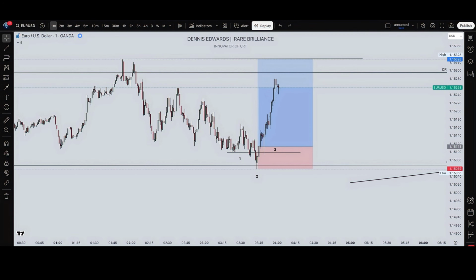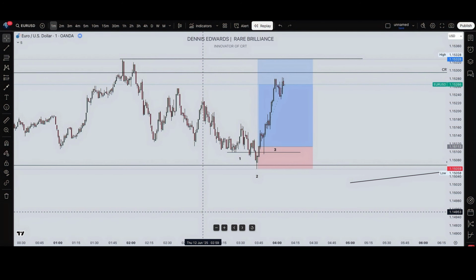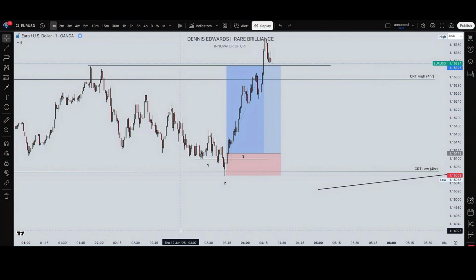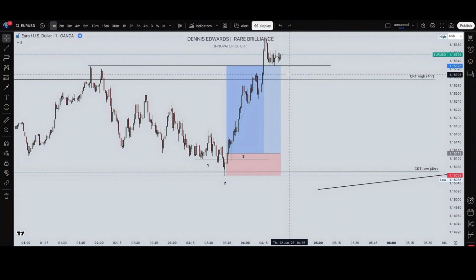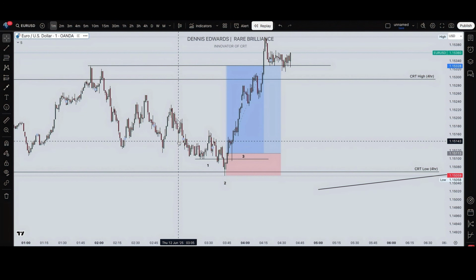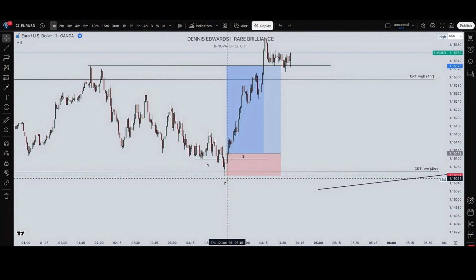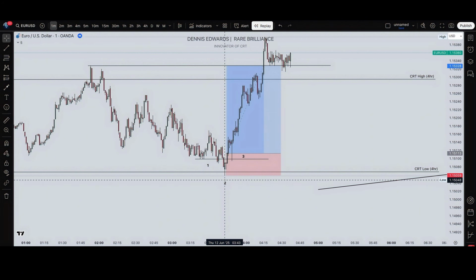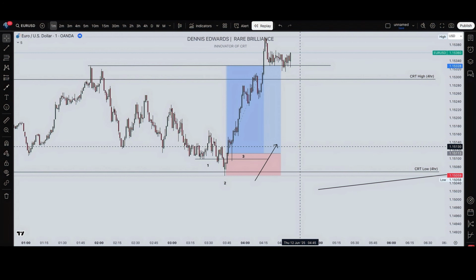Let me speed this up a little bit. And there we go. Price continued, hit our high, and it's now just doing this thing. But that's pretty much how simple it really is. Okay. Accumulation, manipulation, expansion. Accumulation, one, manipulation, two, expansion, three. And once again, the expansion, you're looking for price to flow upwards. That simple. That is CRT for a bullish example with that one.